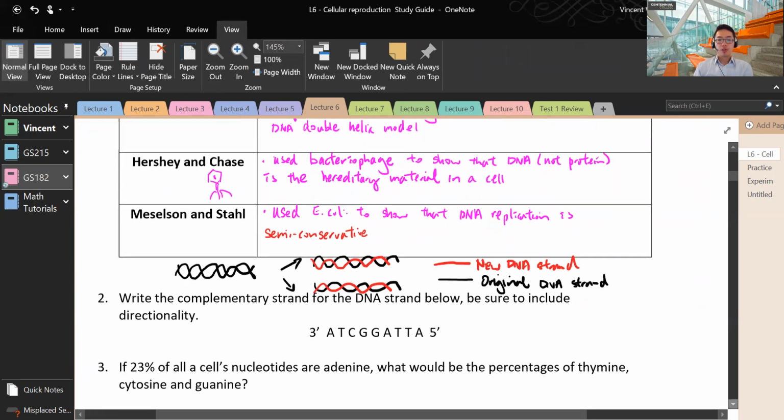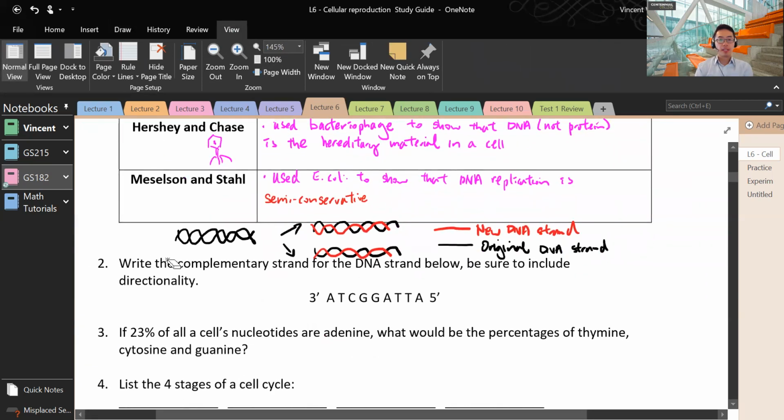Okay, number 2 should be quite straightforward. You should be able to do this by now, right? The complementary strand for DNA below, be sure to include directionality. So this is ATC, GGATTA. And so the complementary strand is going to be TAG, CCT, and the top strand here goes from 3' to 5' direction.